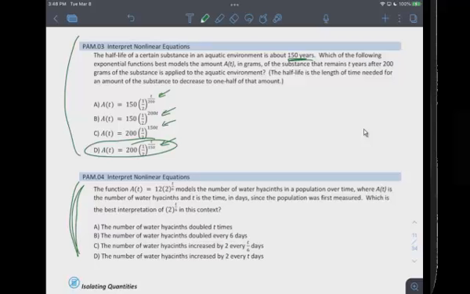So when you look at this function right here, you see this fraction in the power of the exponential growth or decay. Now the base is a 2, so it's exponential growth, it's doubling, and it's doubling every how many units of time? It doubles every 6 units, right? That's the denominator. So it doubles every 6 days, which is your answer choice B.